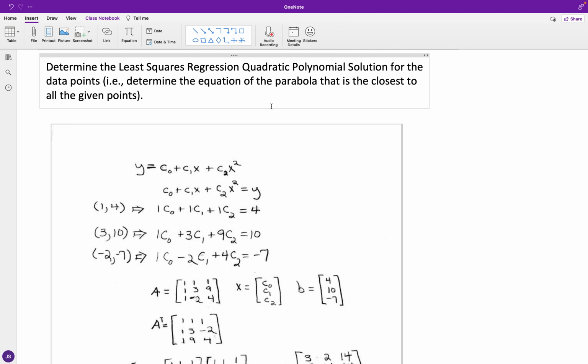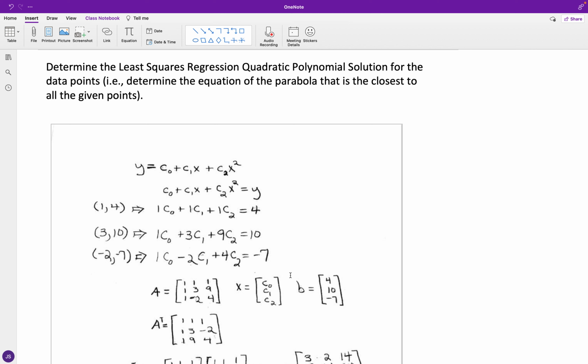This time the model is y = c0 + c1x + c2x², and displaying the commutative counterpart, c0 + c1x + c2x² = y. With the same 3 points, the first at (1, 4), we have c0 + c1 times 1 + c2 times the square of 1 equal to 4.